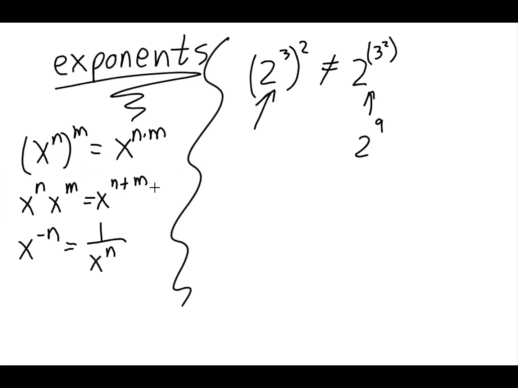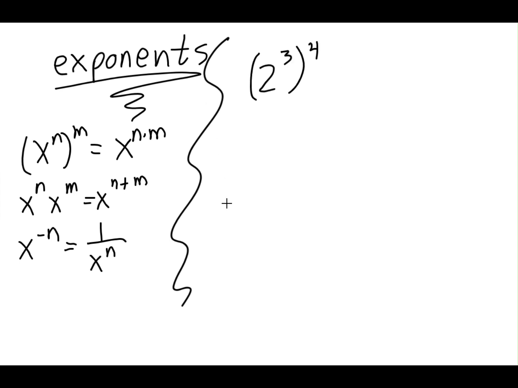Well, that's something to a power to another power. You multiply the powers, you get 2 to the 6th. So that is very different. These are not the same thing. Be very, very careful about that. I nearly failed my calculus class because of that. So let's go on to the next example.